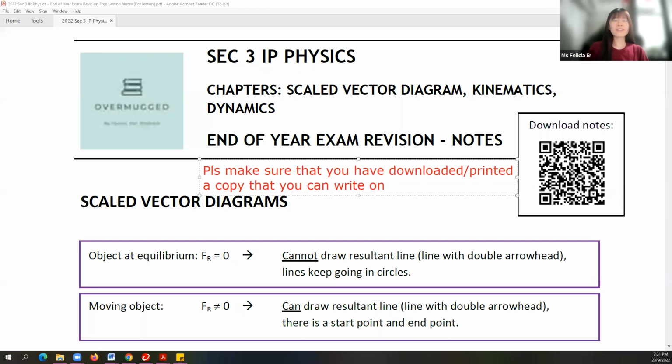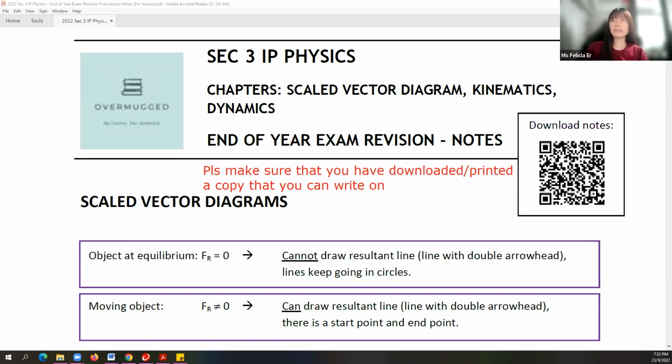So if you have any questions during today's lesson, you can feel free to ask me either through unmuting your microphone, or if you are shy, you can always type it in the chat. I'll keep a lookout for the Zoom chat. For today's lesson, we will be doing these three topics: scaled vector diagram, kinematics, and dynamics.